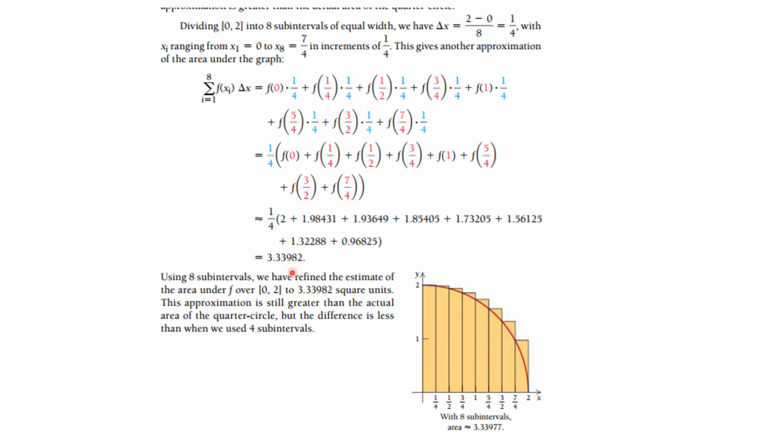We find that this is approximately 3.3982. Now this is still an overestimate, but you see it is closer to what the actual area is. Still an overestimate, but the other one was broader. The approximation is still greater than the actual area, but the difference is less than when we used 4 subintervals.